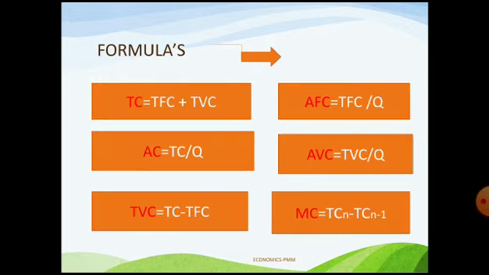So the first step is to write all the formulas. TC formula is TFC plus TVC. AC is TC divided by Q, where Q stands for output. TVC is TC minus TFC. AFC is nothing but TFC divided by Q. AVC is TVC divided by Q. And lastly, marginal cost, which is already given in the question, but we need to know the formula: TCn minus TCn-1. So with these formulas, we need to find out all these costs.